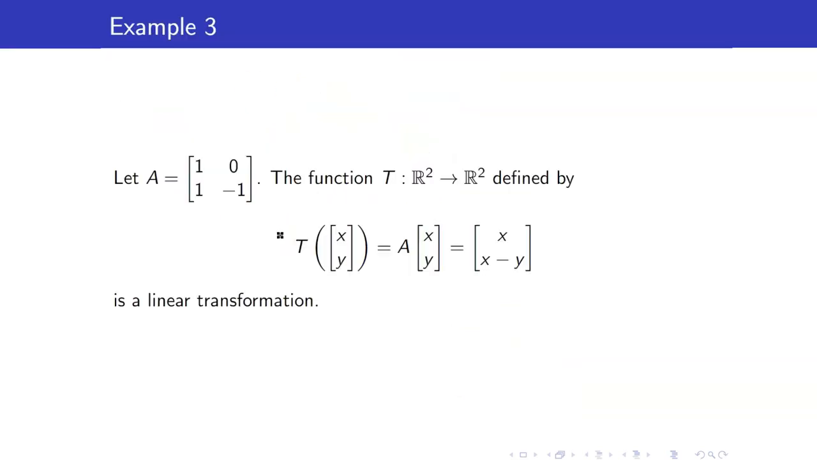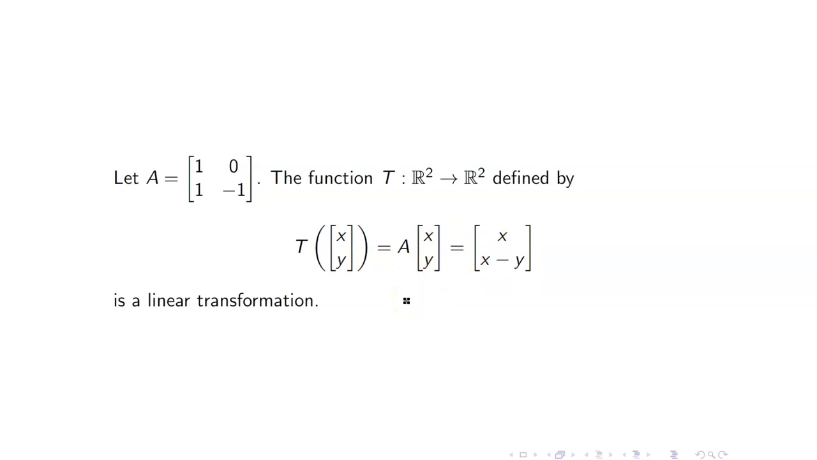Here's another example. Let us verify that this is a linear transformation. What it does is that the image of an element in R2 can be obtained by simply multiplying the matrix A on the left. So in this case, A times xy is equal to x, x minus y. Let us verify our first property.